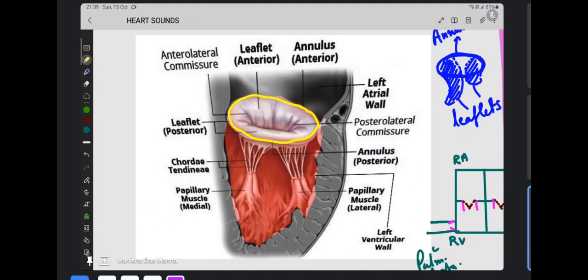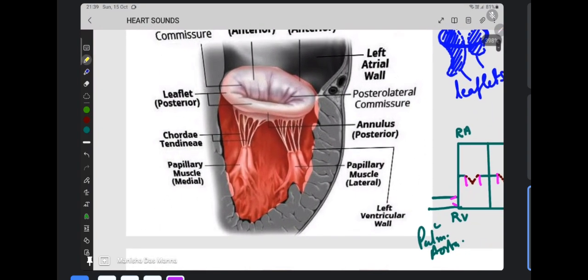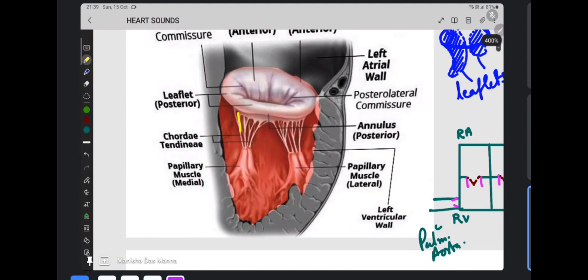Now look at this. There is something here, the posterior leaflet, and something here, the anterior leaflet. According to this diagram, I'm not bothering about that. So look at this. Some chordae tendineae are attached with the leaflets, and these chordae tendineae are attached with the ventricular mass via papillary muscles. This is the anatomy.